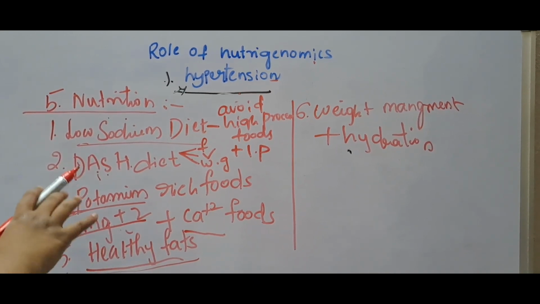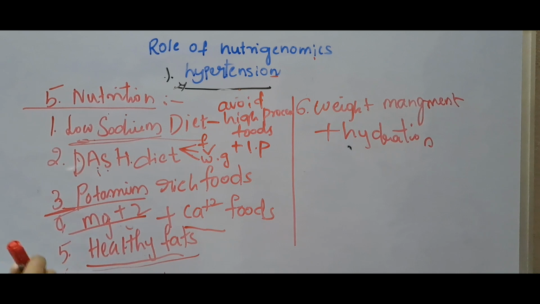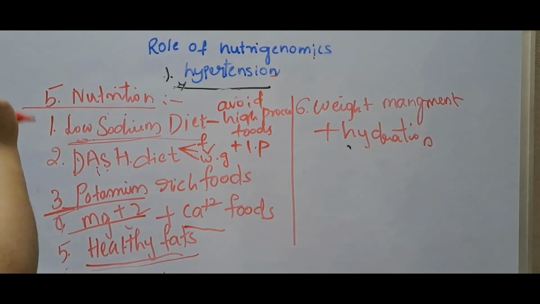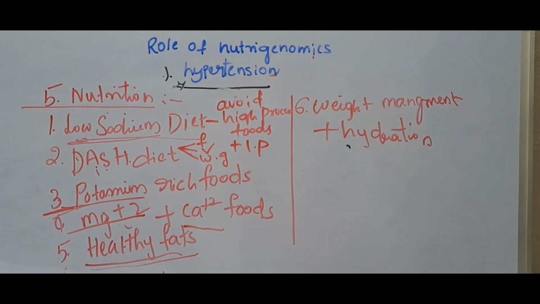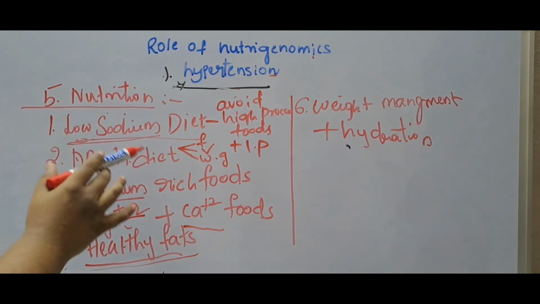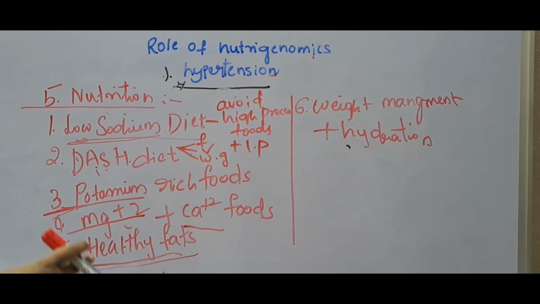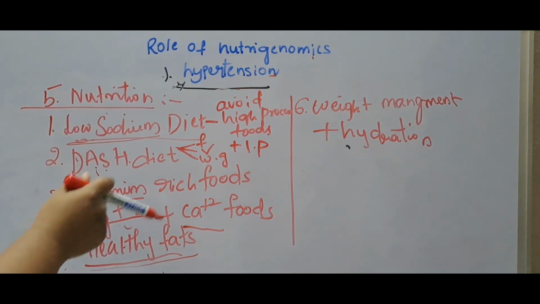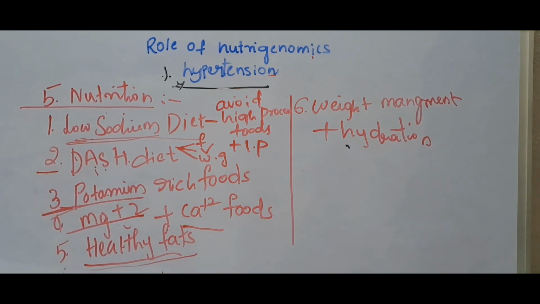So basically we have to talk about low sodium diets, right? So what is meant by low sodium diets? It means reducing the sodium, that is sodium control, to reduce the blood pressure in individuals. So for that we have to avoid highly processed foods. Simply, we need to control the salt, mainly for salt sensitive individuals, and also we need to avoid highly processed foods. And the next one is the DASH diet.